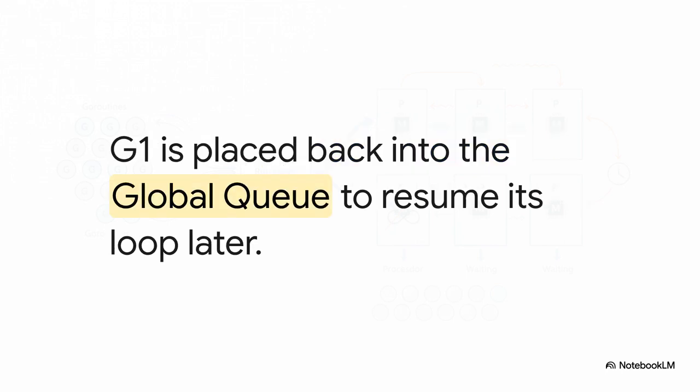The Go scheduler isn't entirely unforgiving. Our heavy loop isn't killed or deleted entirely. Instead, it's just forcefully moved to the back of the line. Specifically, G1 is placed back into the global run queue. This ensures it will eventually get to resume its math loop later, but only in a way that allows all the other goroutines to share the system's resources fairly.